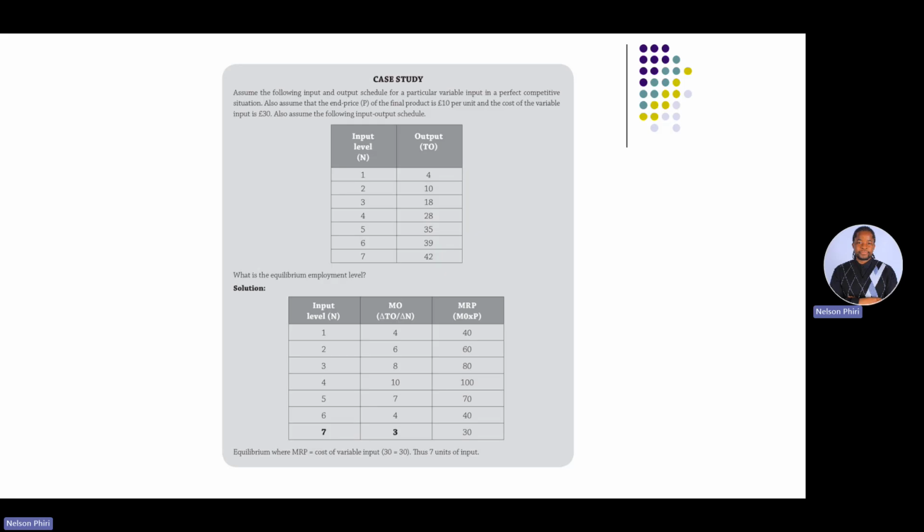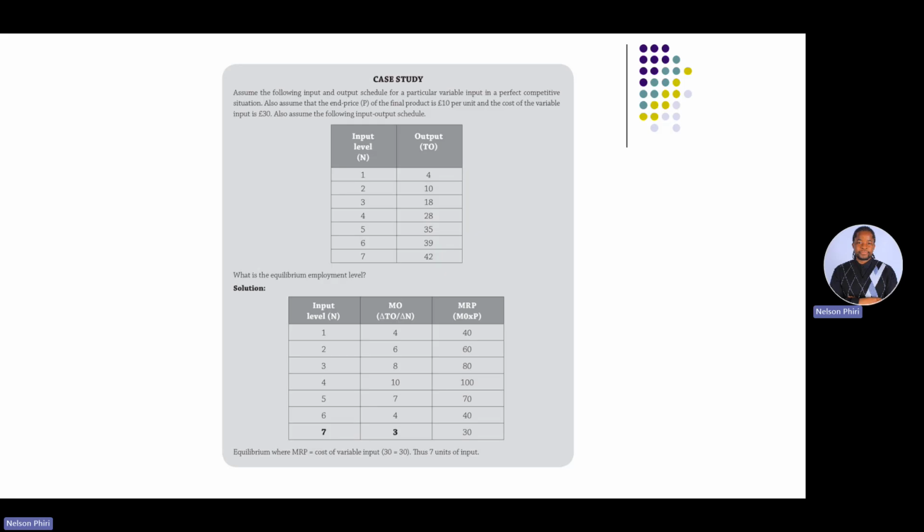Then you have to multiply this by the price of the final product, which according to the information given in the question is 10 pounds a unit. So you get 4 times 10, which is 40, 6 times 10, which is 60, 8 times 10, which is 80, 10 times 10, which is 100, 7 times 10, which is 70, etc. So you will see that your marginal output, your MRP, reaches 30 at an output level of 7.